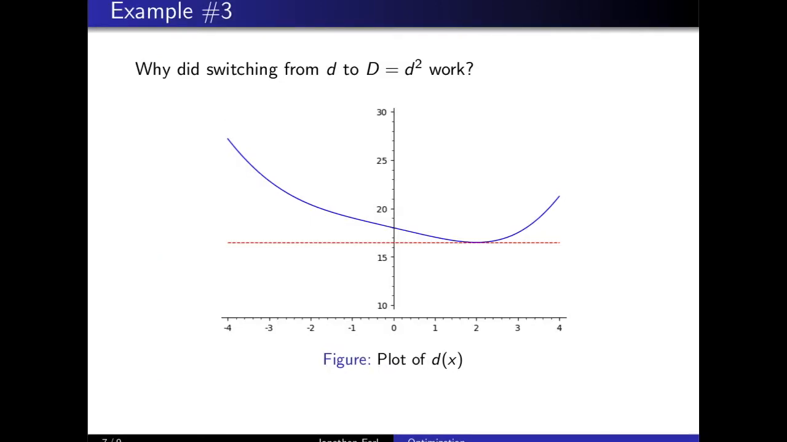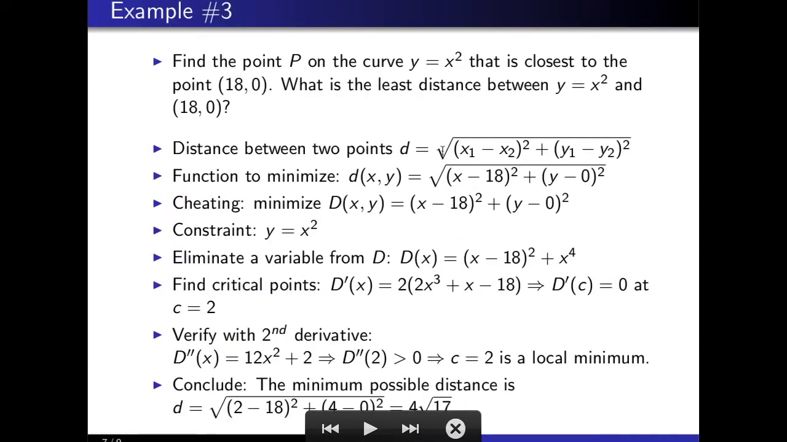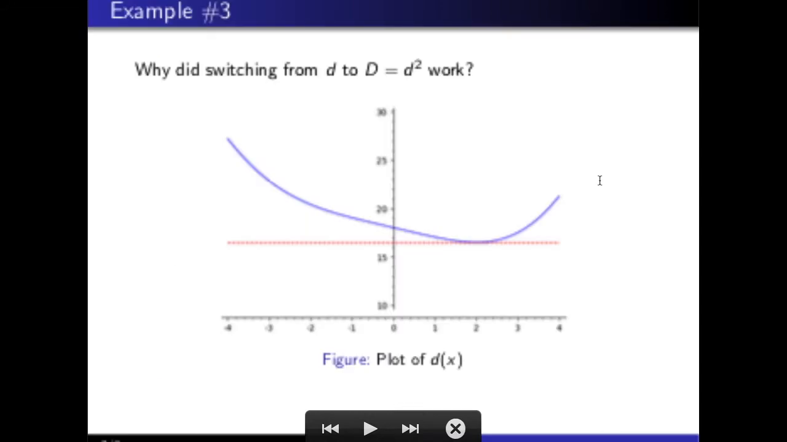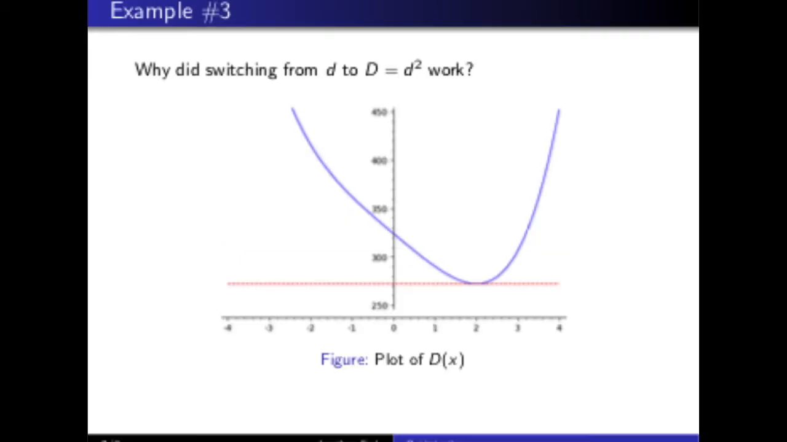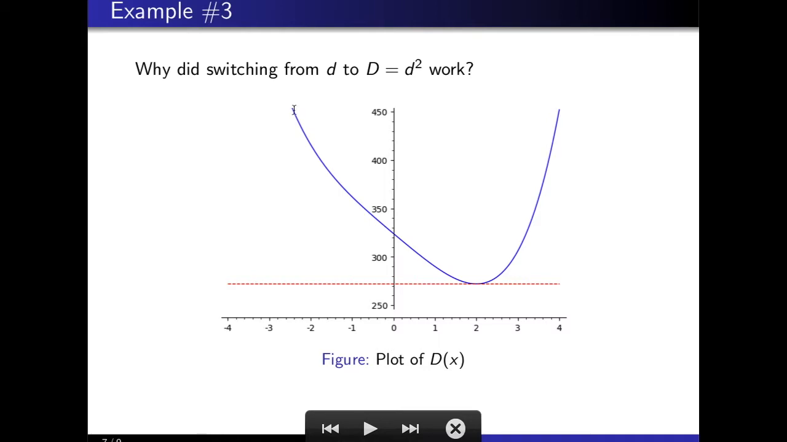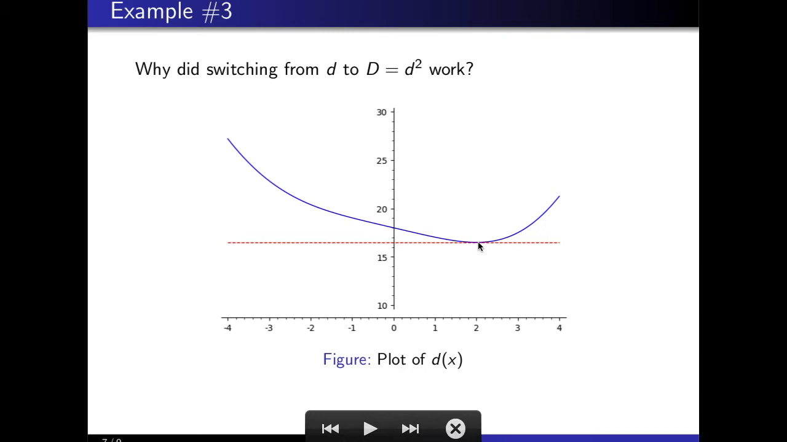Okay, so why did this work? This red dashed line, which we can see here is a bit over 16, is what we got for the final answer. And this blue curve is the original distance function, so it's the square root of x minus 18 all squared plus y squared. Then what we did was we squared everything. What we can see is the minimum point of this function is still occurring at x equals 2.